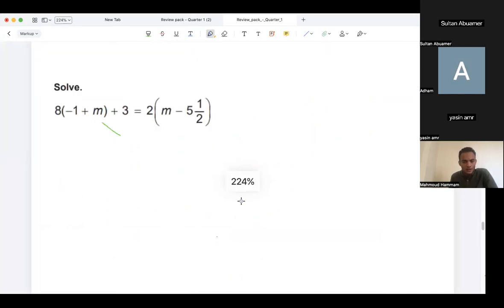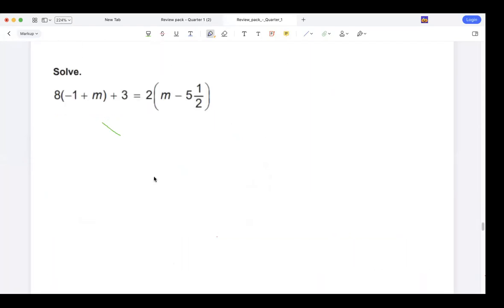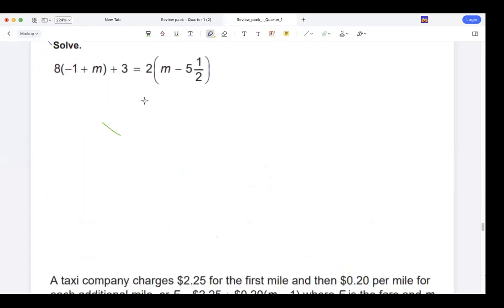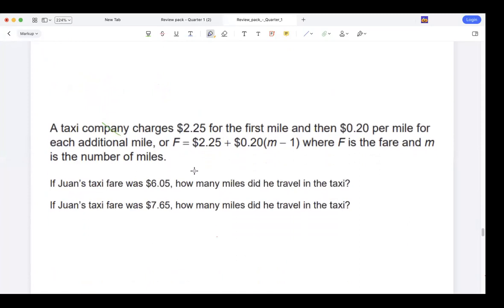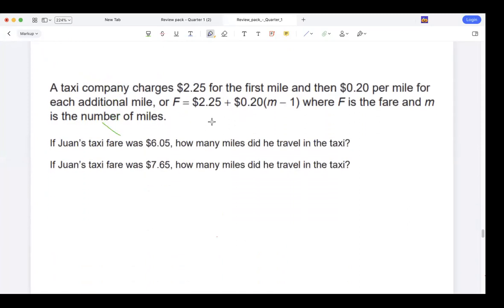We still have here some distributing questions: 8 times negative 1 plus m. Mister, I want to solve. Salah, raise your hand. So this one I would like you to do as homework, and you will show it to me in school on Sunday, God willing. Here it is the same idea of 7.2, but you will just change the f with 6.05.